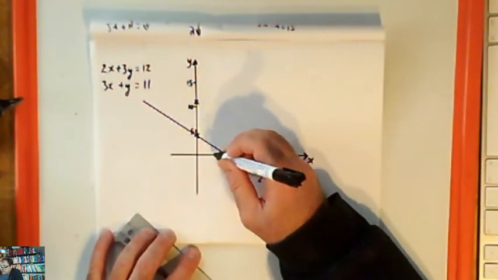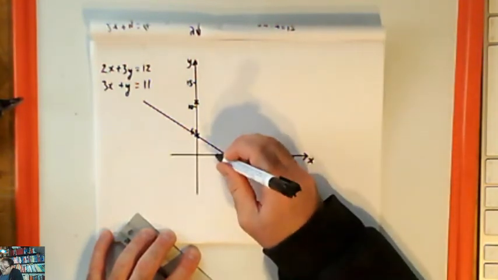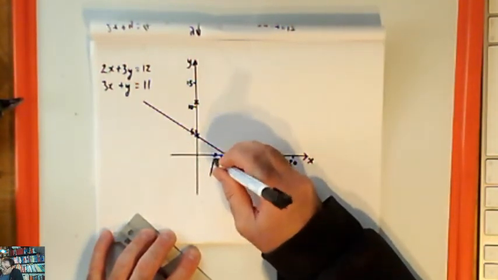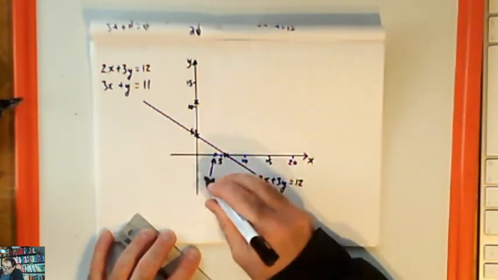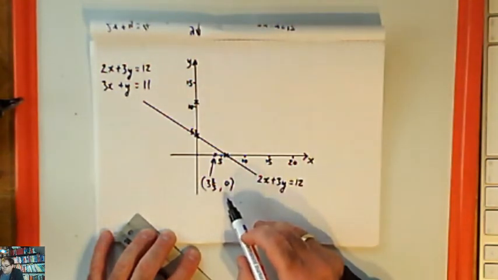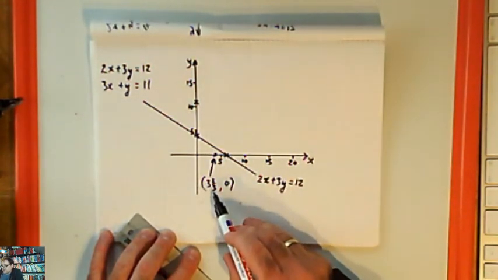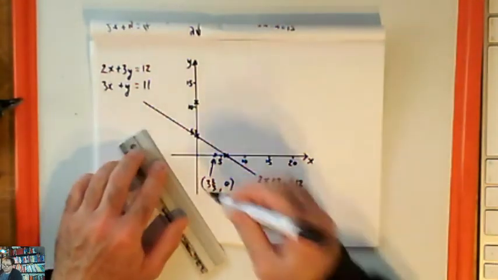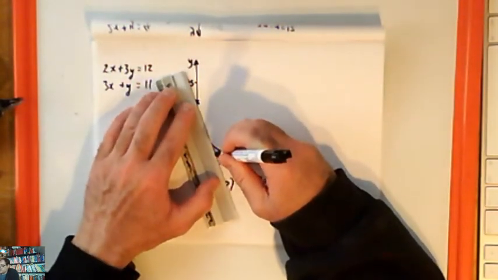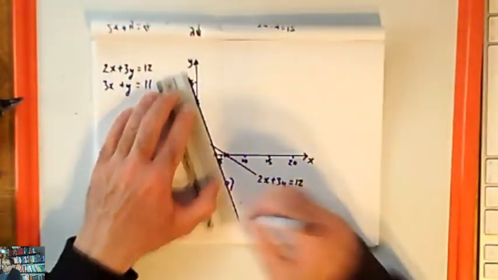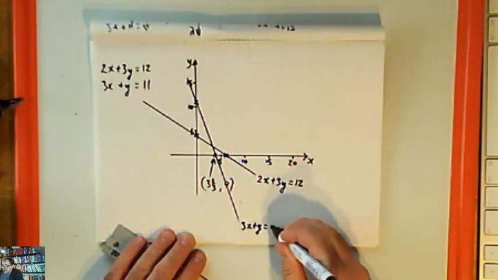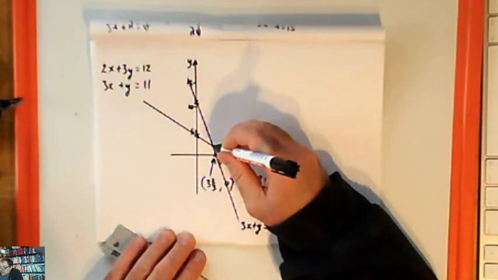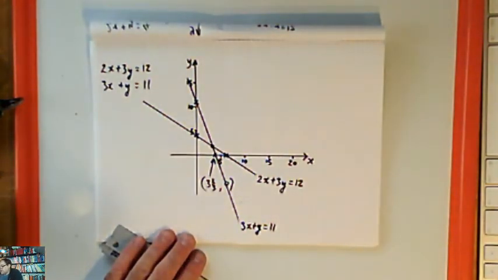So it goes through the x-axis at the point (3 2/3, 0). When y is 0, x has to be 3 2/3 to make that balance. So if we join those up, we get the line that represents the equation 3x plus y equals 11, and then where they meet up in the middle should give us the solution to their simultaneous equations.